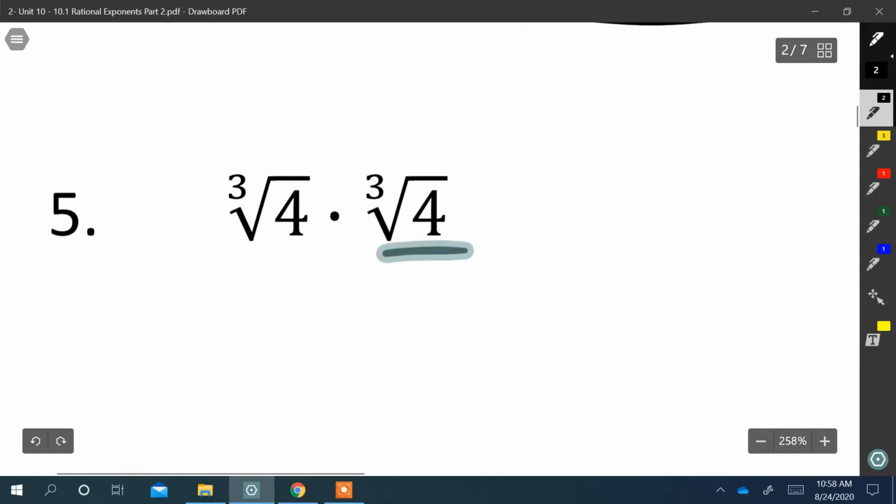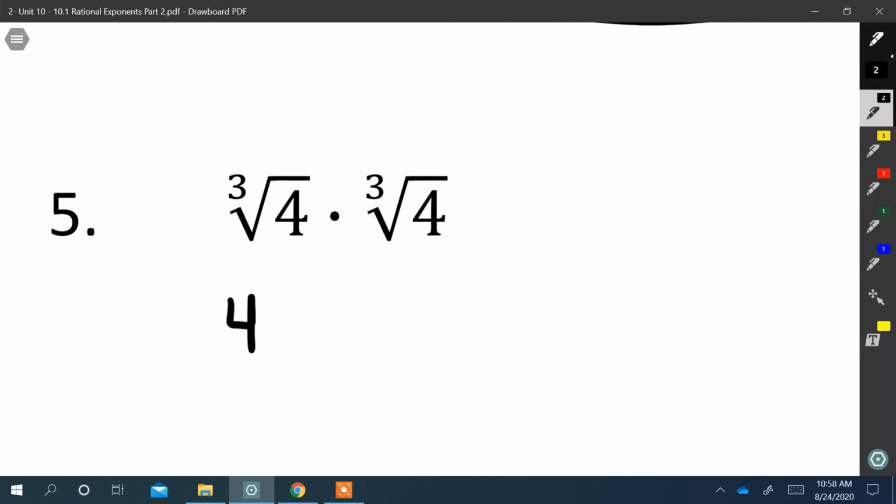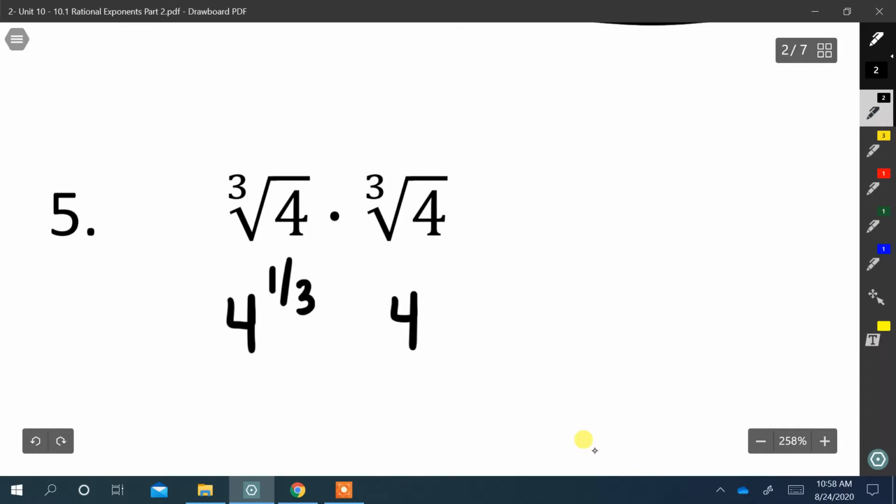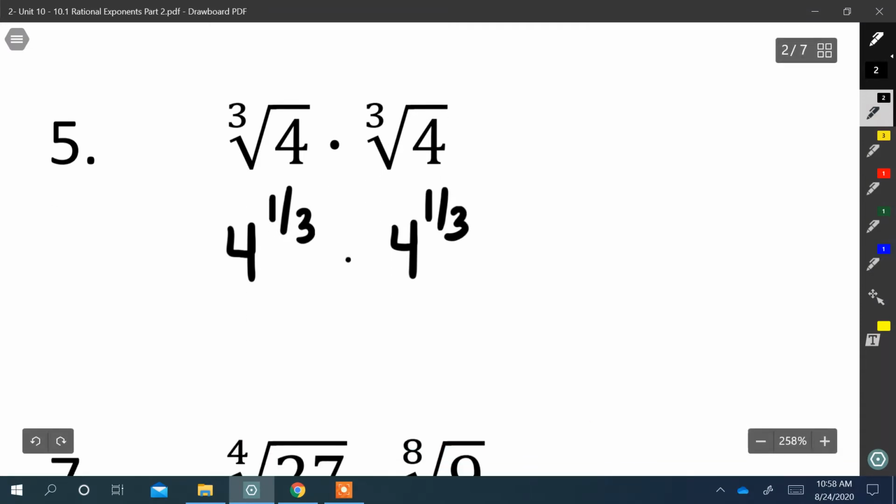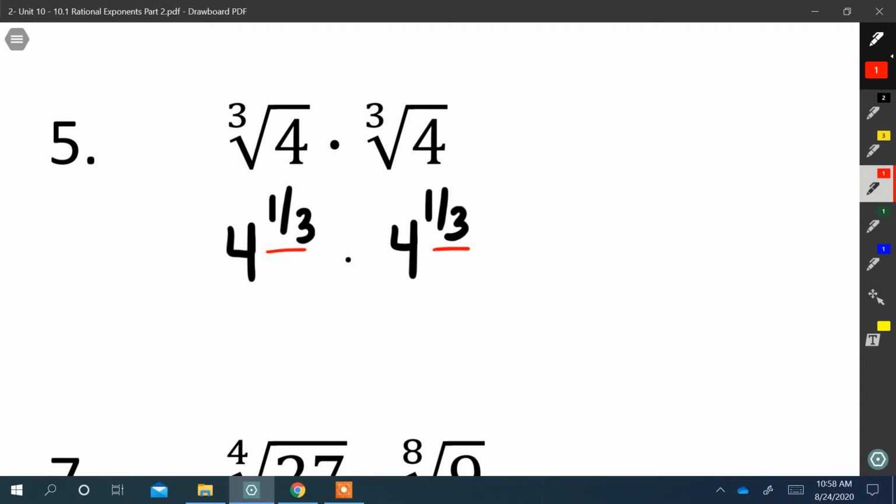The way we do that is by, first of all, rewriting this in exponential form. So in here, what I did was I just rewrote it in exponential form. Why do you want to do that? Because now what you can do is add this one plus this one. Well, 1/3 plus 1/3 is 2/3.